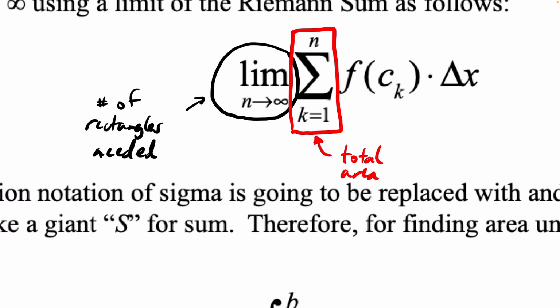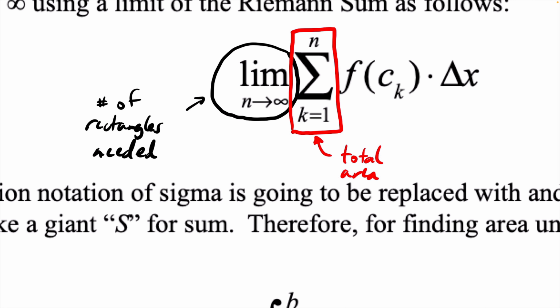What are you adding together? Well, what do we add together when we're finding area? What have we been adding up? We've had this long list of things to add up. What have we been adding up? The area of the rectangles. That's the summation part. We're adding up. So this is how many rectangles I'm going to need. This is the total area of each rectangle. Add it all up.